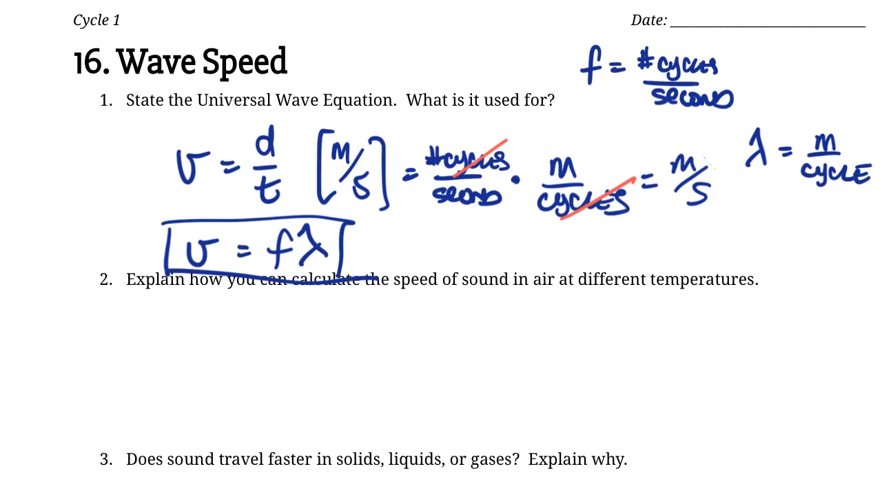If we want our units to come out to meters per second, obviously our wavelength should always be in meters, and our frequency should always be in cycles per second, or hertz, as we like to call it. That equation there is called the universal wave equation.